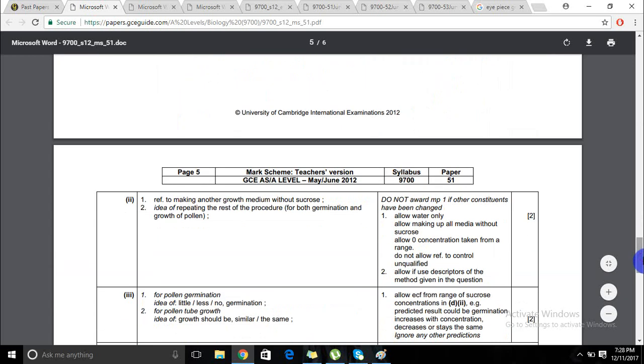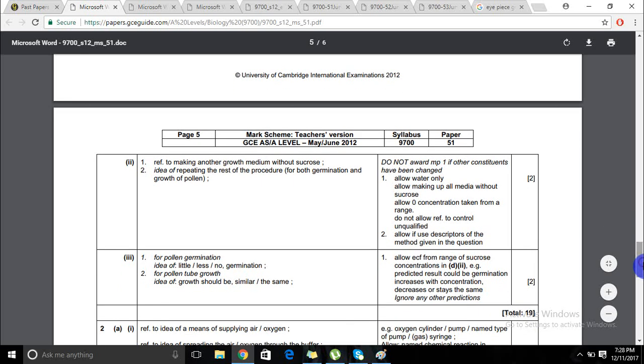And reference to making another growth medium without sucrose, yes, and making sure that all of the other conditions are the same. Idea of repeating the rest of the procedure for both germination and pollen tube growth. I guess 1 mark for this. For pollen germination, there should be little to no germination, and the pollen tube growth ought to be similar.